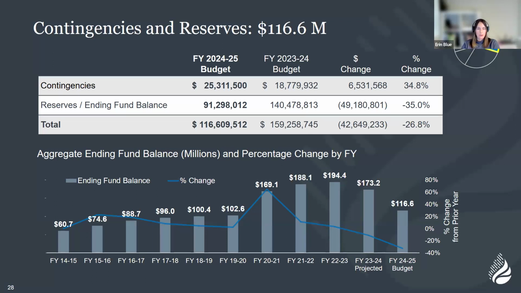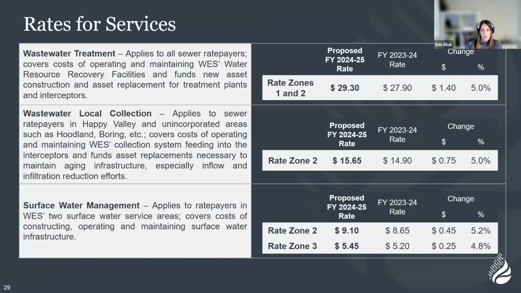You can see on this chart on the bottom that we've been building that up over the last several years. The large increase in 2021 was the result of issuing debt. We took out a $40 million loan with a $40 million revenue obligation with $8 million in premium. And we also had lower capital spending that year. So the fund balances went up quite a bit. Reserves have been built even over the last couple of years in 21-22 and 22-23 as we were in a planning phase for WES's capital improvement program. And we are anticipating to spend those down as construction picks up on those major projects.